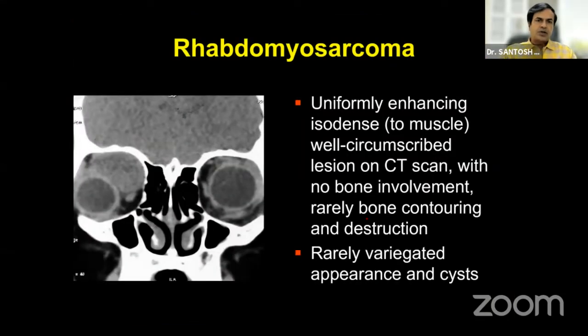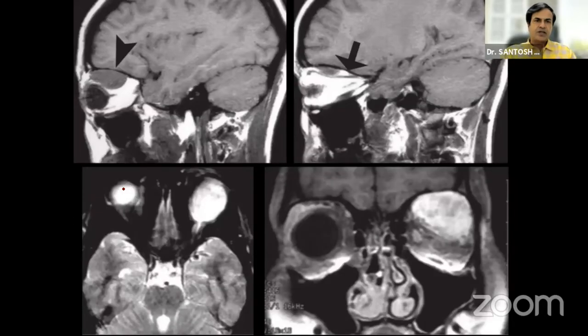Now, on CT scan, it presents as a uniformly enhancing isodense well circumscribed lesion. It's fairly well circumscribed, as you see, but it is friable when you do surgery, with no bone involvement, but excavation is present. As compared to the other side, you can see that there is a gentle excavation of the supranasal orbital wall. Contouring is present, and very rarely there might be intralesional cyst formation. That is mainly because of necrosis, and that may have a variegated presentation.